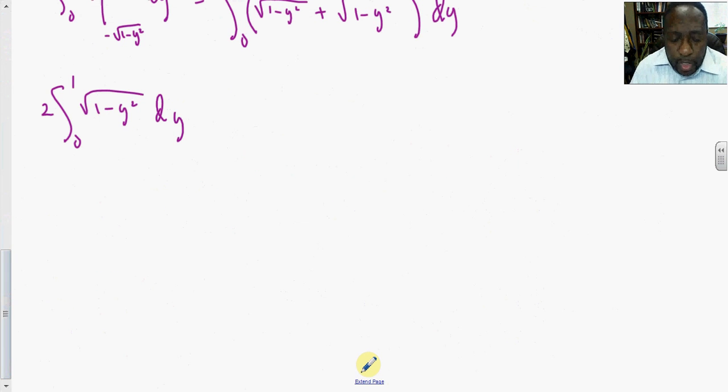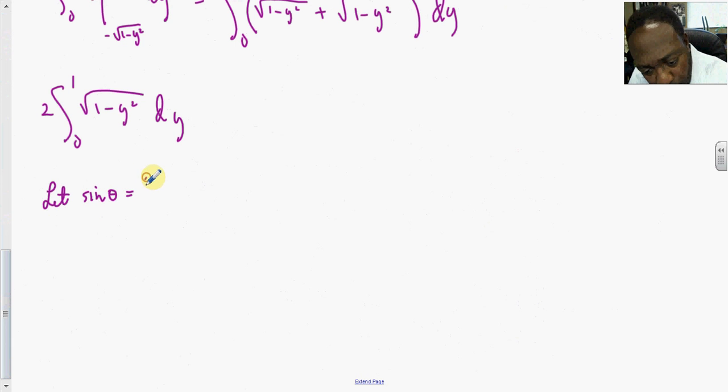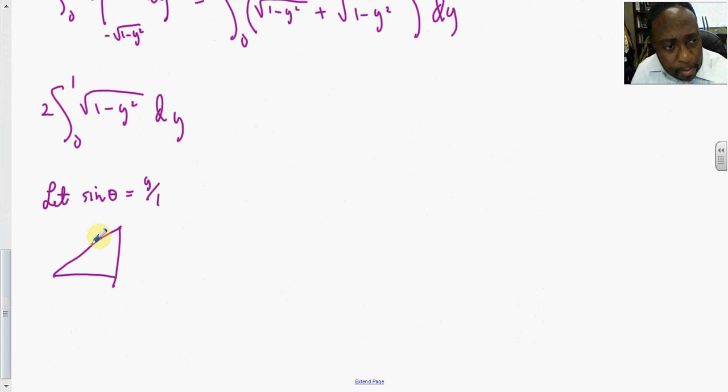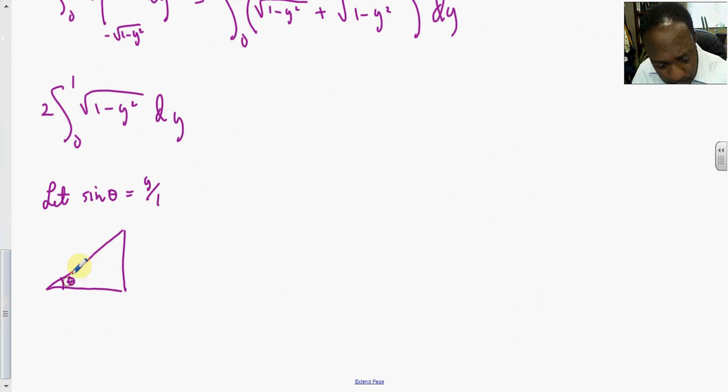Well, we can use a couple of things here. You can use a table to integrate this, but if you're on a test, you don't have the access of a table. That is if you're taking the test fairly. We do it by hand. We use trig substitution. So you recall this is of the form here, let sine theta equal to y over 1. And this side would have to be 1 minus y squared.